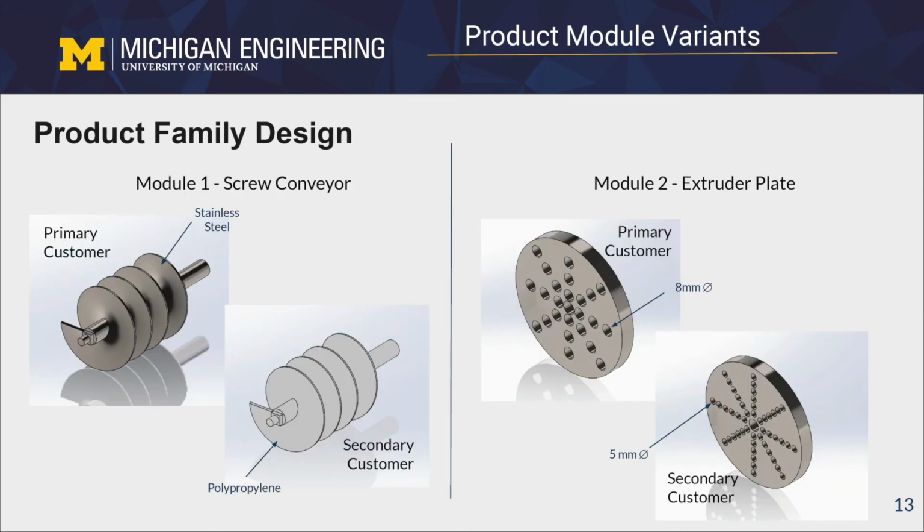The first module is a screw conveyor which guides the meat in the barrel. For the primary customers, being the butchers, the screw conveyor is made out of a stainless steel for industrial and food grade compliancy versus a polypropylene material for the secondary customer group, being the at-home cooks. The second module is the extruder plate, which ultimately shapes the ground meat. For the primary customer group, the holes in the extruder plate were redesigned to have a larger diameter for a more coarse grain, while the secondary customer group has a smaller diameter hole for a finer granularity.